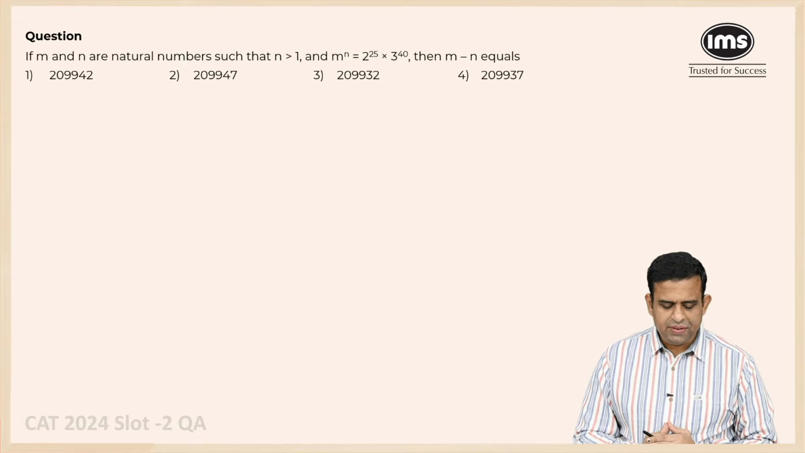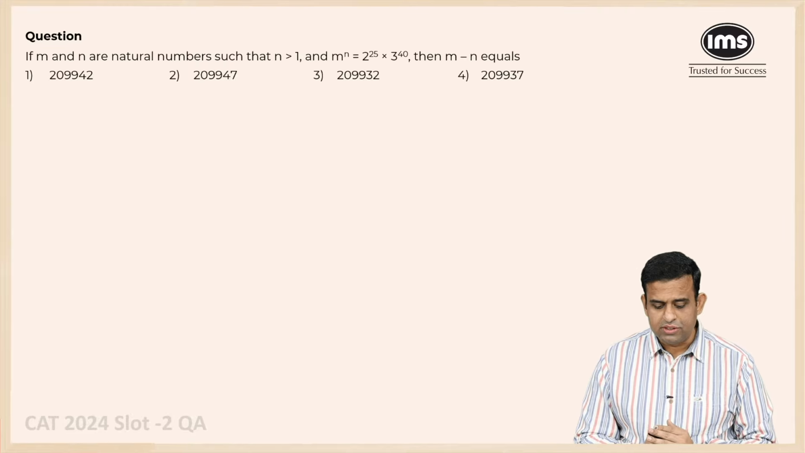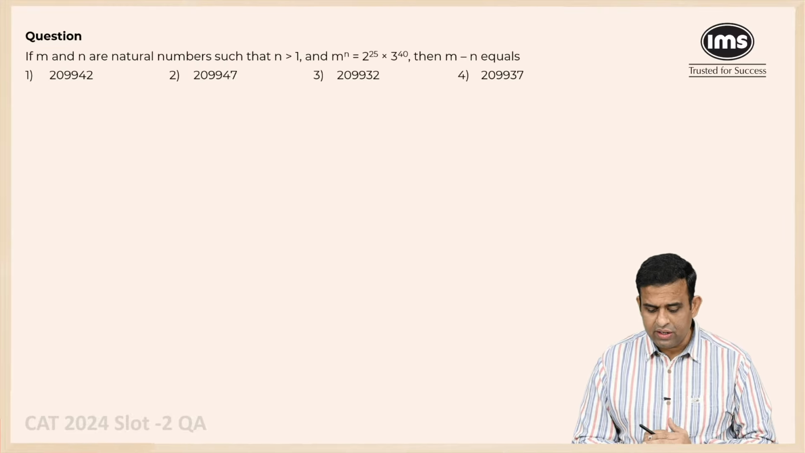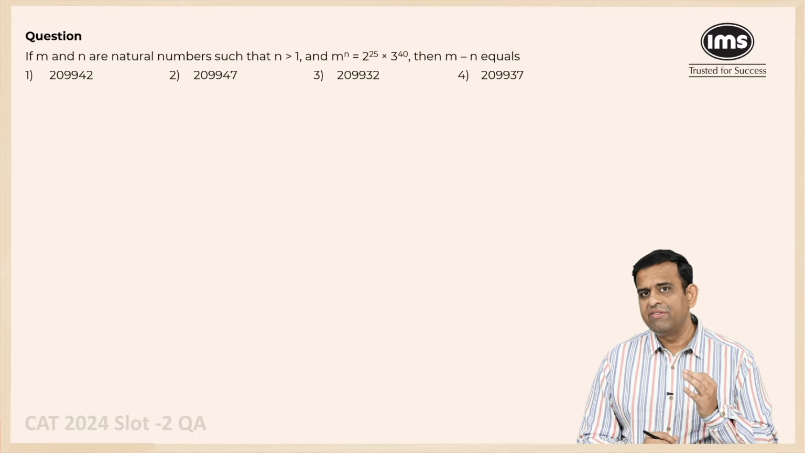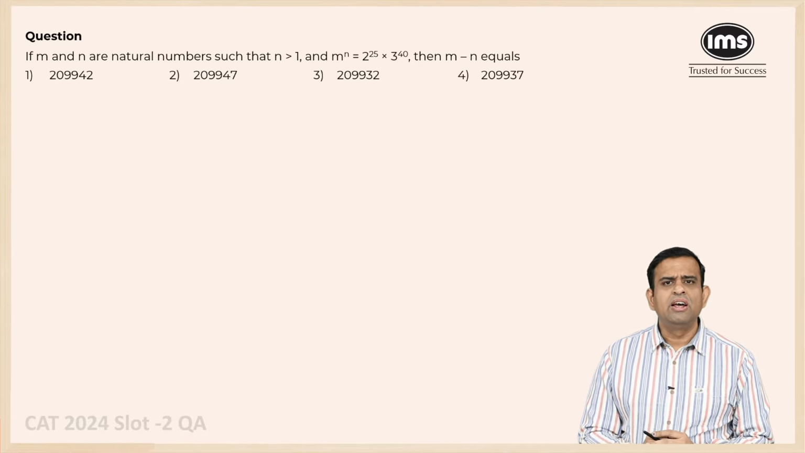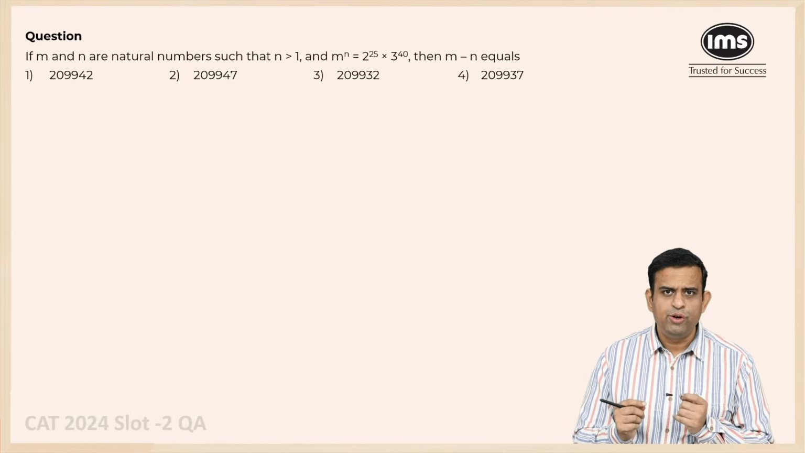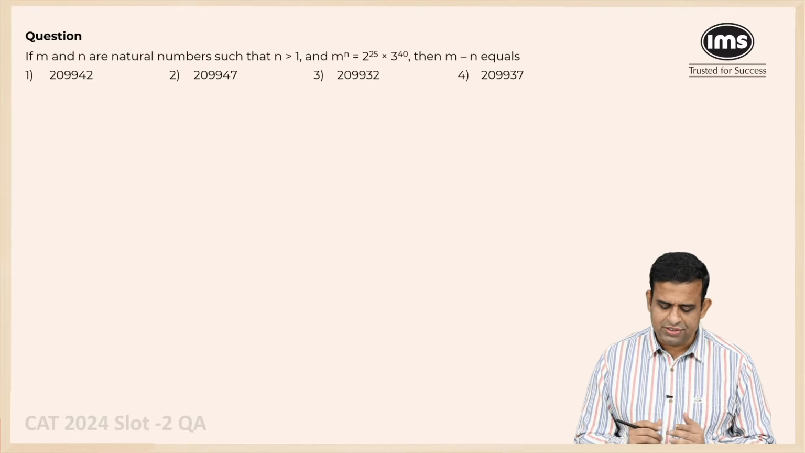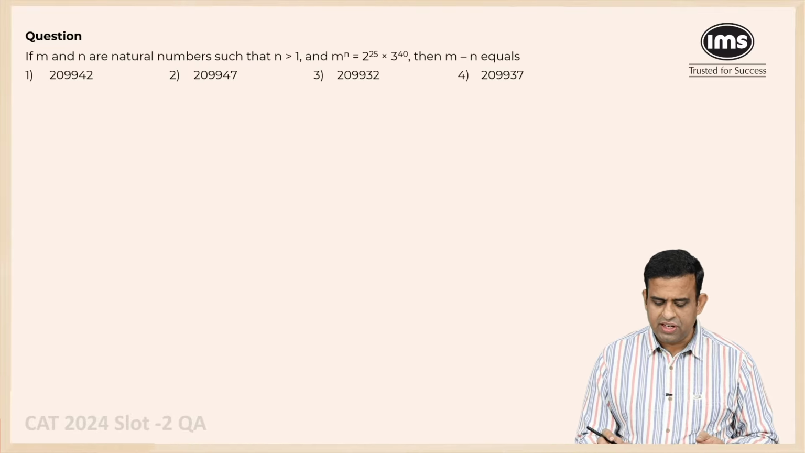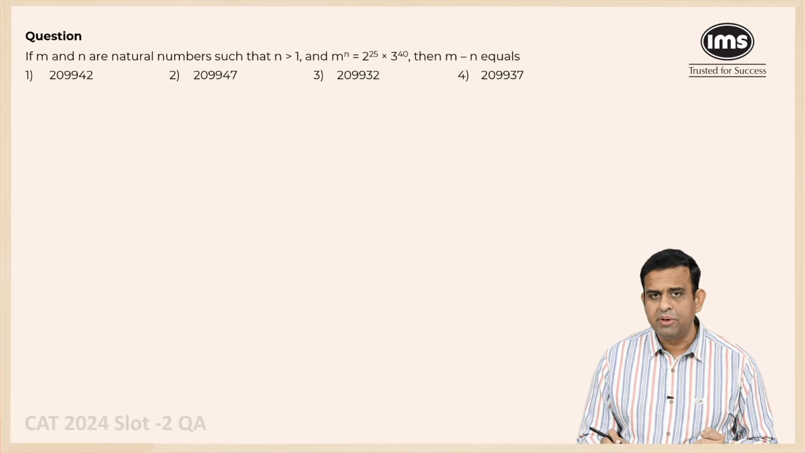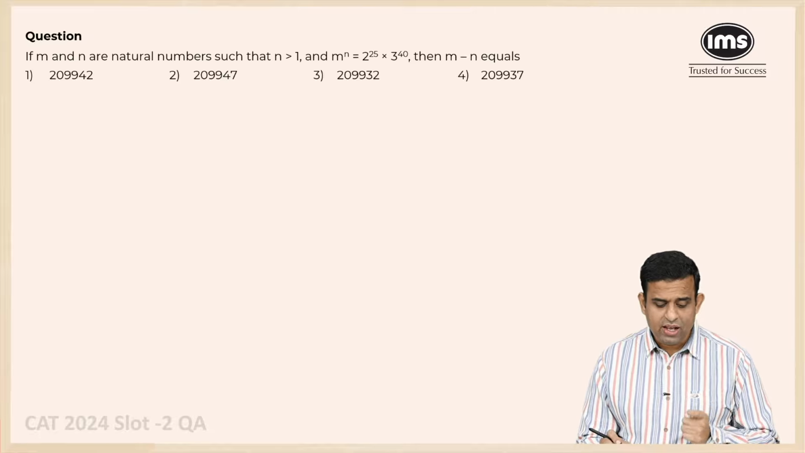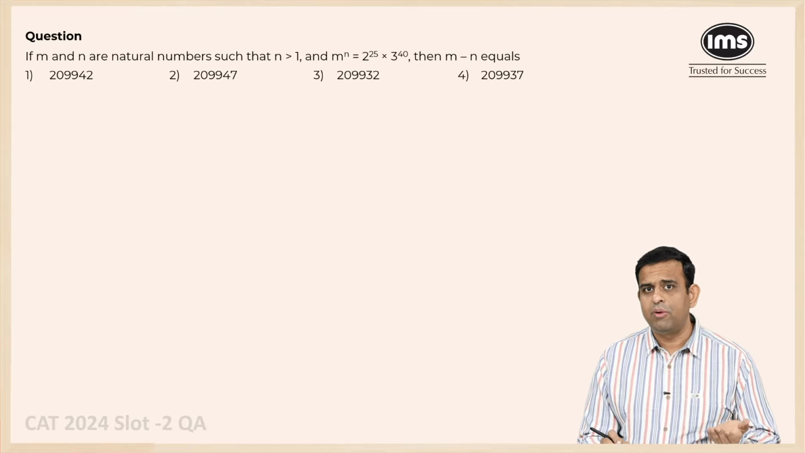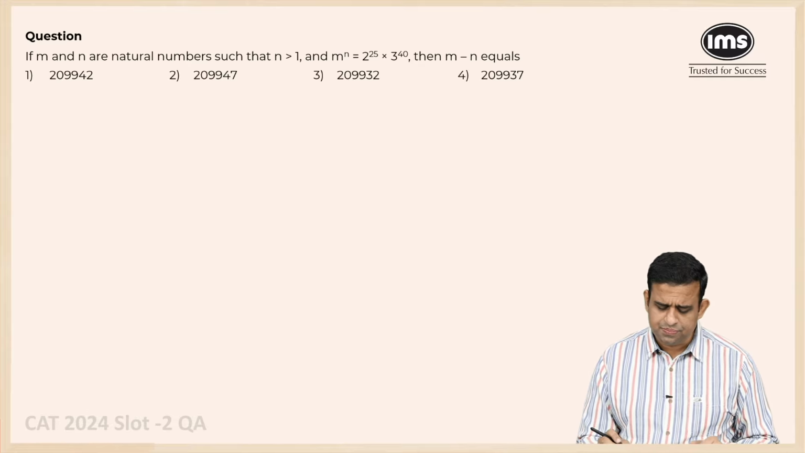In the next sum, it is given that if m and n are natural numbers such that n is more than 1 and m power n is equal to 2 power 25 into 3 power 40, then find the value of m minus n. Again, a very nice problem, and again you need to think properly in this particular case. Now, what is the scenario? Since the power n in this particular case has to be something more than 1, and m and n are both natural numbers, it has to be a positive integer more than 1 over here.